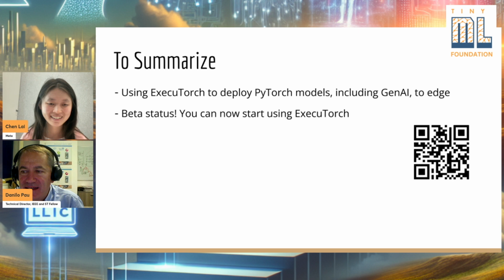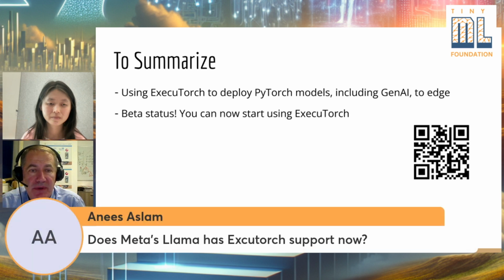That's fine. And another question, maybe obvious for you. Anis is asking if Llama, the Meta Llama, has ExecuTorch support now. Yeah. For the smaller versions of Llama, ExecuTorch supports Llama 2 7B, Llama 3 8B, 3.1 8B, and 3.2 1B and 3B models. So pretty much all the models that can fit into the RAM, we can run it.